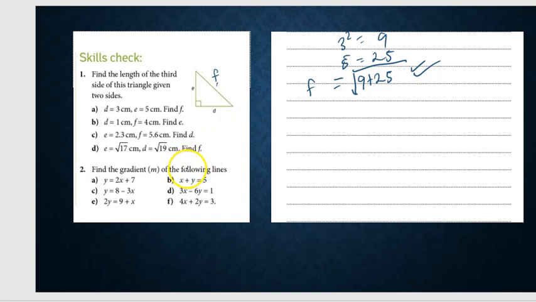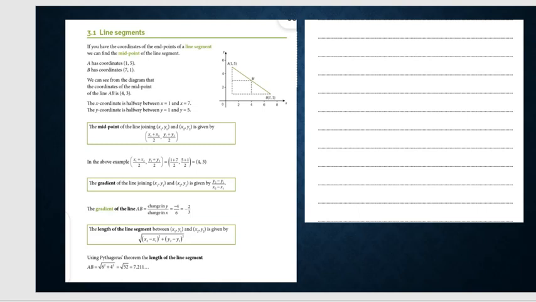Try and attempt and check your skill. Test your understanding as we dive into coordinate geometry properly. So 3.1, the first thing we want to look at in coordinate geometry is line segment. We want to look at line segment.